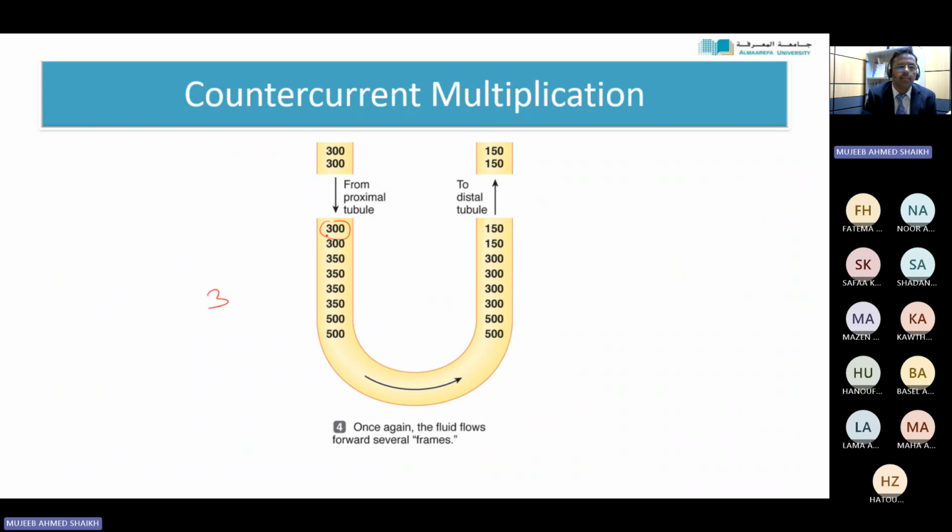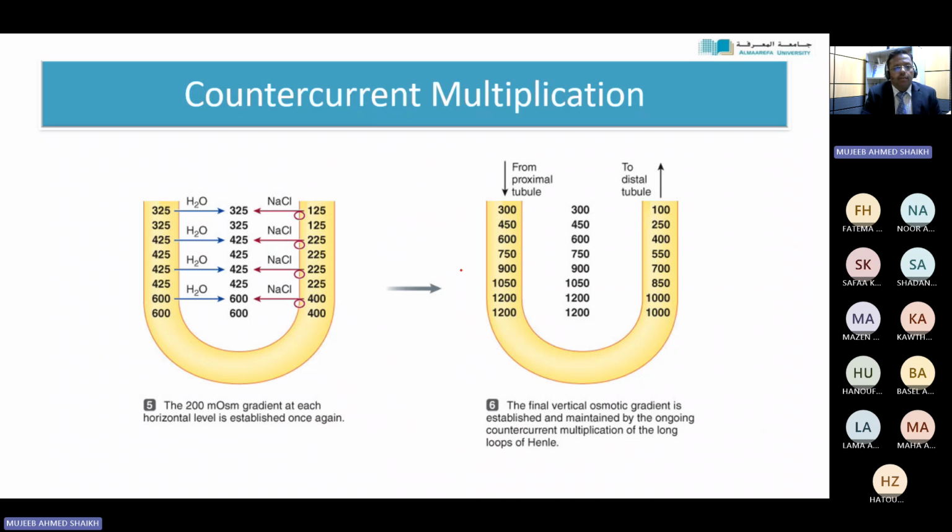Again, the fluid is 300 milliosmol, but because the concentration here has increased, maybe 400, water will move very fast and it will become concentrated. When this concentrated solution enters the ascending limb, the sodium potassium pump will move many solutes out: sodium, chloride and potassium. Again, this gradient will increase, and the fluid which is passing here will now become diluted, diluted to the collecting tubule.